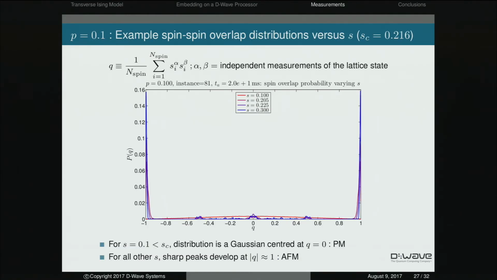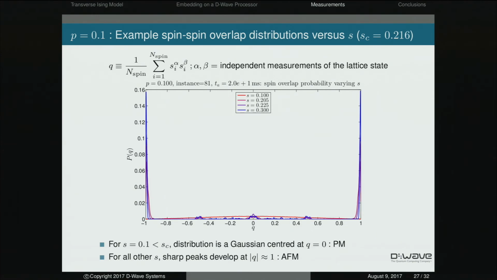Okay, so we'll start out by looking at paramagnet to antiferromagnet. Here are experimental maps of P of Q versus Q. This is just, again, 10% doping as a representative example. I've calculated this distribution for 4 different values of S. I've chosen S equals 0.1, deep in the paramagnetic phase, and S equals 0.3, deep in the ordered phase. Then I've chosen 2 representative values of S, roughly straddling where the phase transition occurs, just to see what was going on.